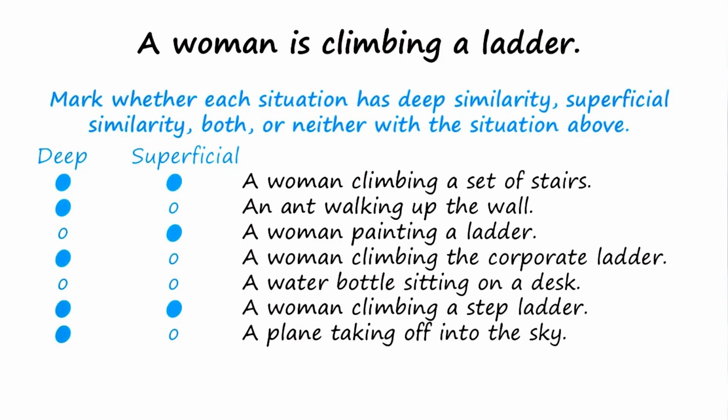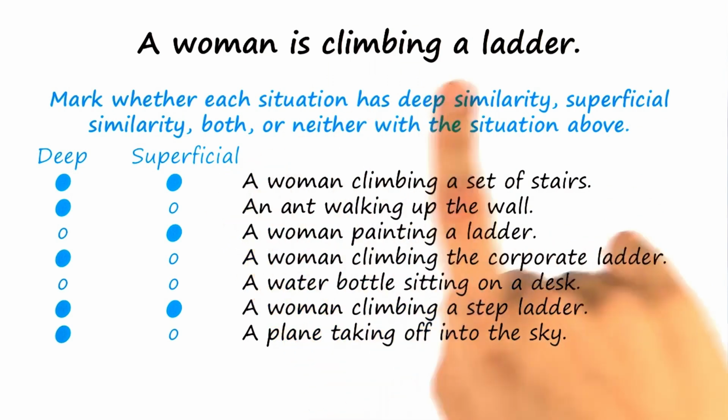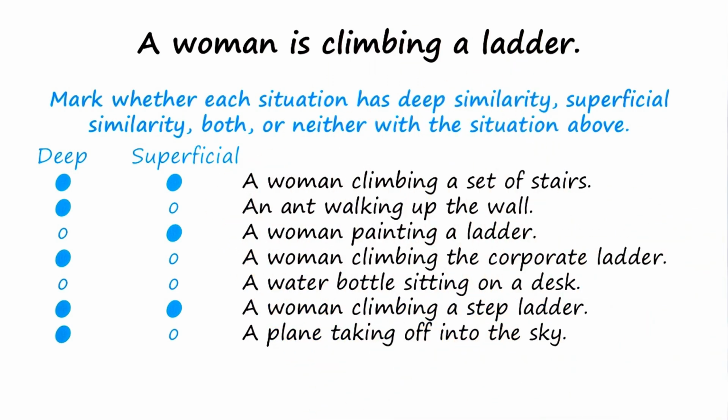So perhaps unsurprisingly, I said that the two most similar situations in my original answer were both deeply and superficially similar. A woman climbing a stepladder is both deeply similar in that the relationships are the same, and superficially similar in that the woman and the ladder are somewhat similar. I also said that the woman climbing a set of stairs was both deep and superficially similar. We still have a woman climbing in both. And I said that a set of stairs is somewhat superficially similar to a ladder in that both are designed to allow someone to ascend, although some others might say that that's not superficially similar.